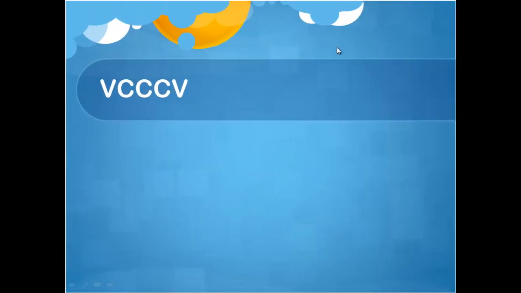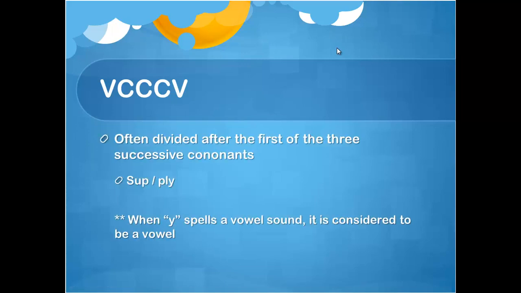Finally, we have the vowel, consonant, consonant, consonant, vowel situation. Usually for these, we're going to divide it after the first of the three successive consonants in a row. So, in supply, we have P, P, and L as your consonants. You're going to do the break after the first consonant, so after the first P.